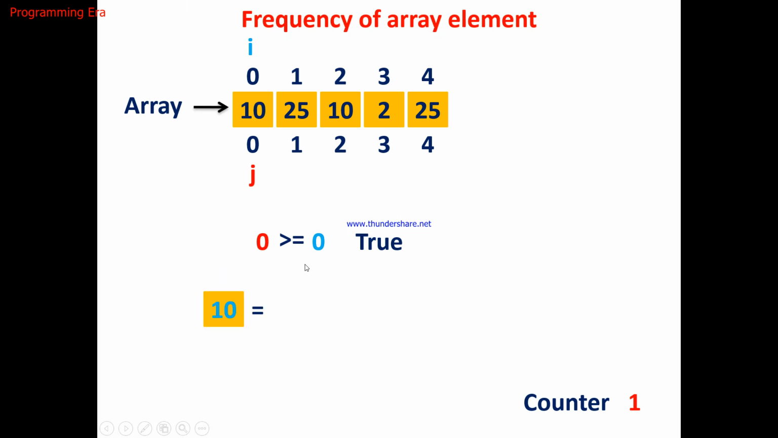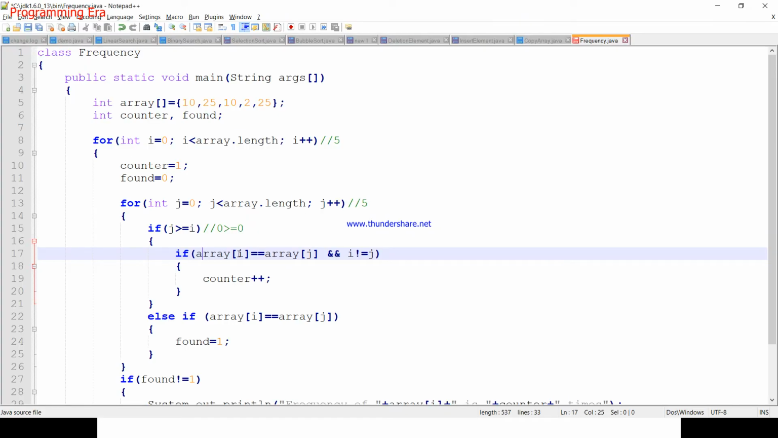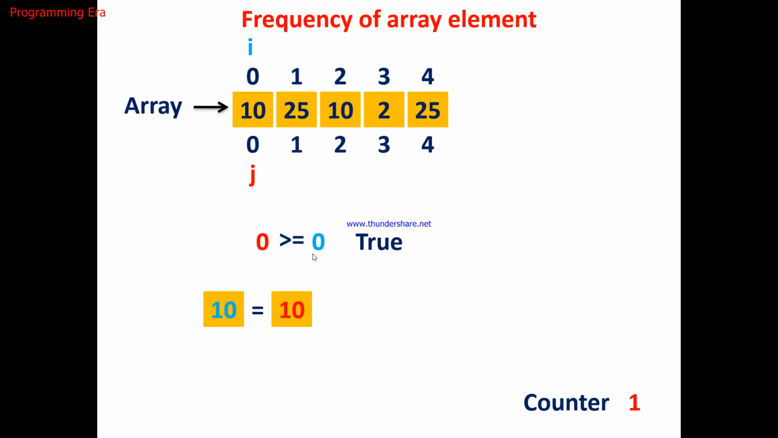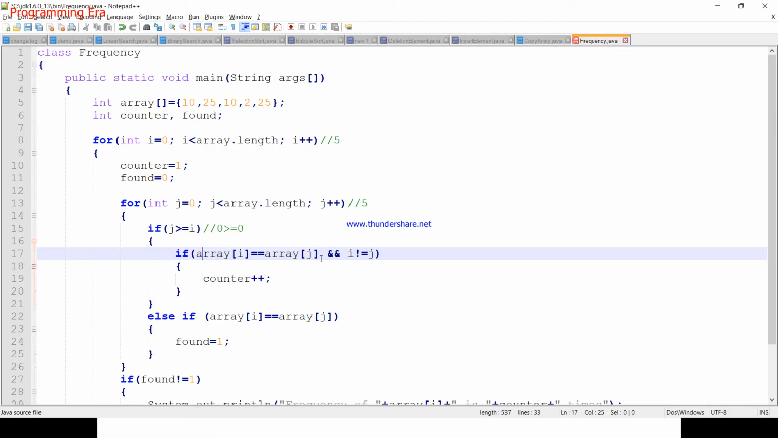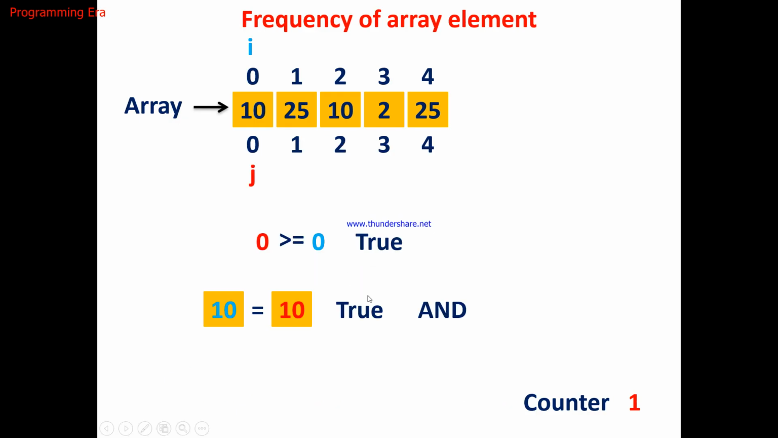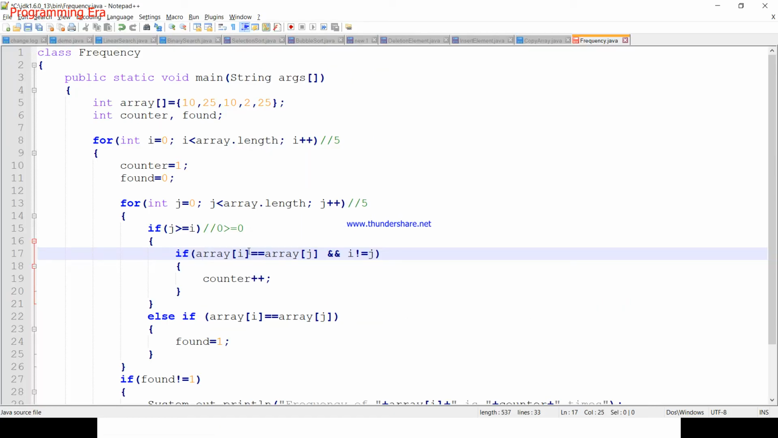Now we'll compare array ith position element with array jth position element. Array ith position element is 10 and array jth position element is also 10. 10 equals to 10. This condition is true. And both positions should mismatch. This condition is false because 0 is not equal to 0. So here one condition is true, but the second condition is false. And in case of the AND operator, when one condition is true and the second is false, the entire result will become false.